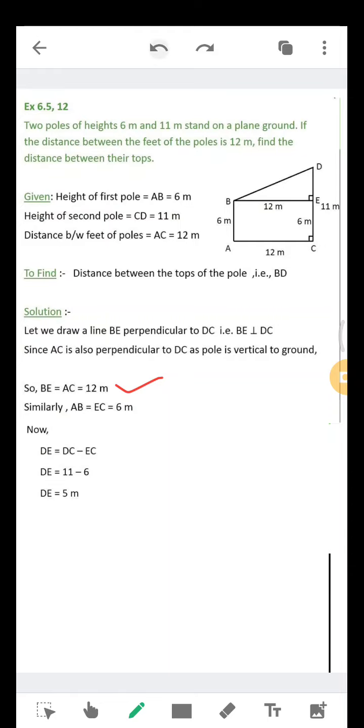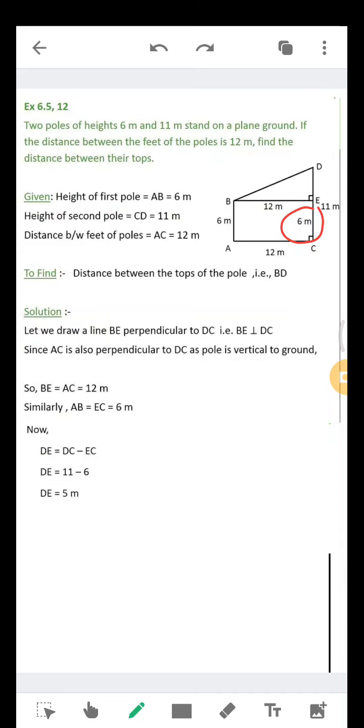Now I can easily find the distance between the tops of the poles. This distance I can easily find if I know this height, that is ED. So this total length is 11. From 11, if I remove the 6, I get 5. So DE is equal to 5 meters.